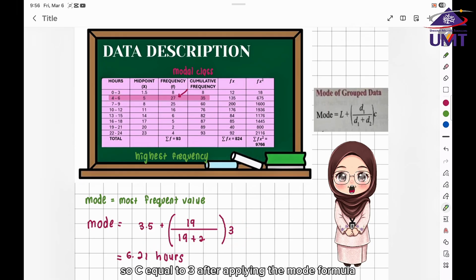After applying the mode formula, we get the most common screen time among the students is about 6.21 hours per day.